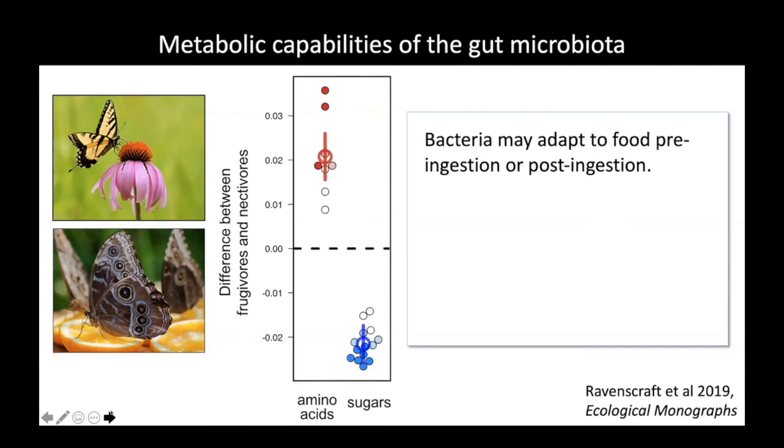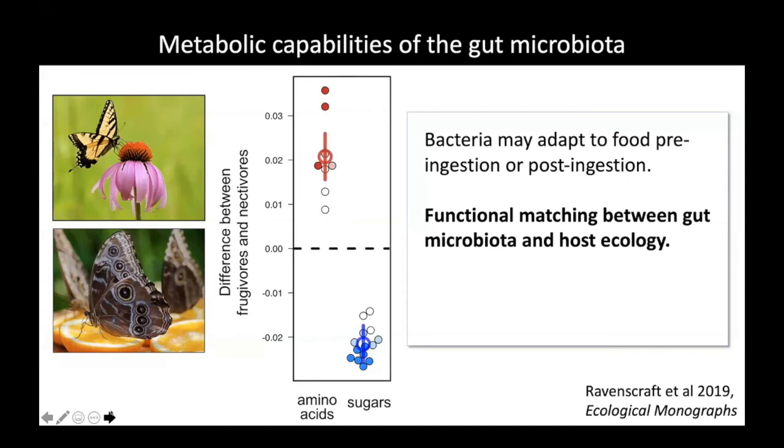So this pattern could result from adaptation of the microbes that are living in the food before they're swallowed by the butterfly, or adaptation after they're swallowed by the butterfly, while the bacteria are just sort of sitting in that diet, floating around, sloshing around in the gut. But either way, it means that there's functional matching between the abilities of the gut microbiota and the ecology of the butterfly host. And that happens either in spite of, or maybe even because of, this large influx of environmental microbes into the gut with the food.